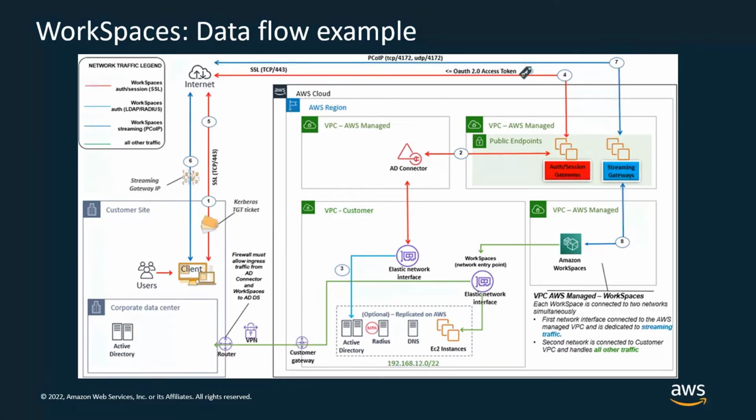That traffic also flows over the public internet. It is encrypted. It hits an AWS managed streaming gateway. And then that streaming gateway has an elastic network interface that allows it to interact with the customer's Amazon workspaces, which is in an AWS managed account. And then the customer's Amazon Workspace also has an ENI that allows it to communicate with Active Directory, DNS, other EC2 instances, or anything else that's inside a customer managed VPC.